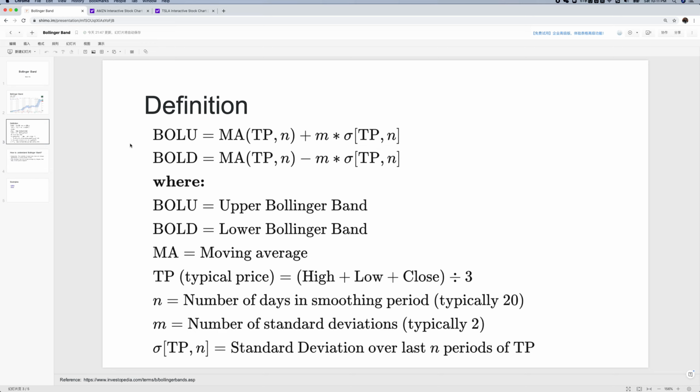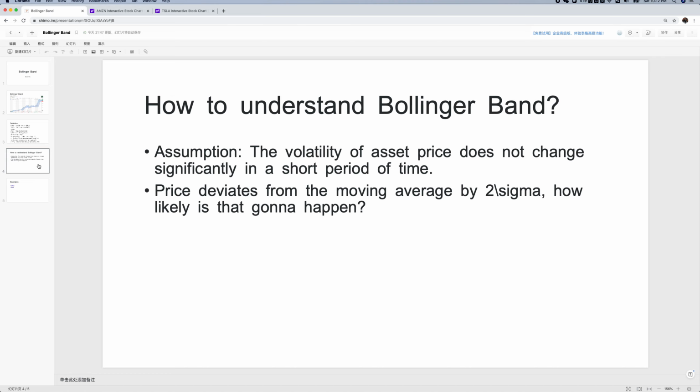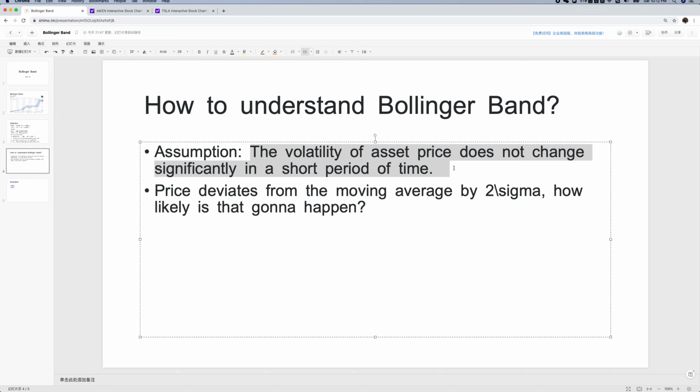Okay, so now let's just recap. What does Bollinger Band mean? The center band is the simple moving average of the price over the past 20 periods. And we also compute the standard deviation of the price from the past 20 periods. And we assume that the price will be within 2 times the standard deviation upward from the center band, and also 2 times the standard deviation below the middle band. I also summarized the intuition here. The assumption is that the volatility of asset price does not change significantly in a short period of time.